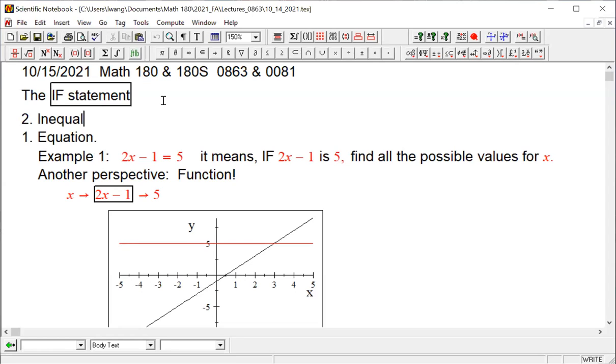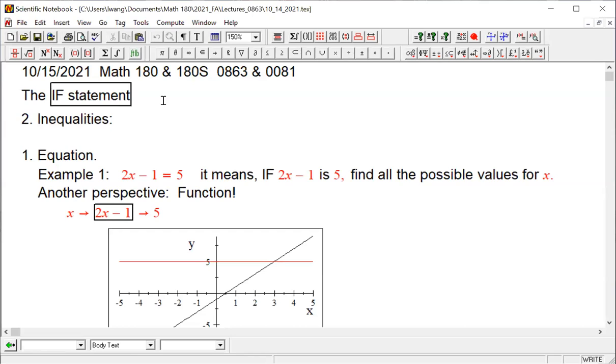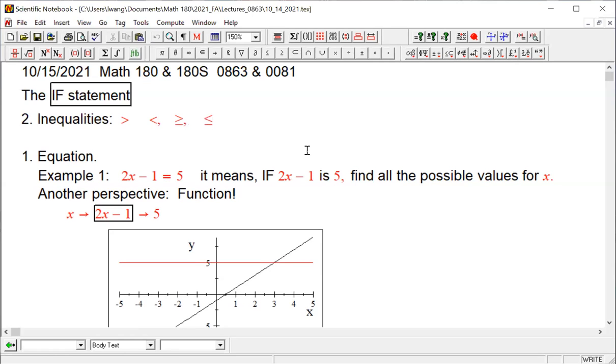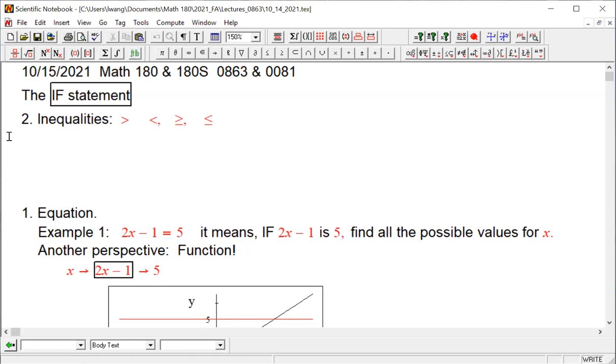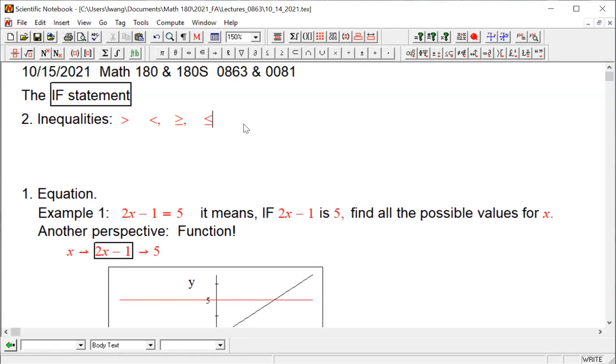Inequality. This is a big category. Because in inequality, at the beginning of the semester, some people asked what the meaning of these symbols is: greater than, less than, greater than or equal to, less than or equal to. If you don't remember these meanings, then you seriously need to review a lot of basic algebra, technique-wise. So this is another big category. And I would say not equal to is also counted in this category, if your if statement involves these symbols.